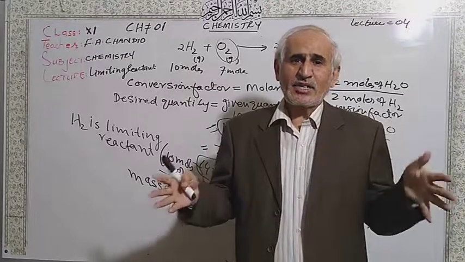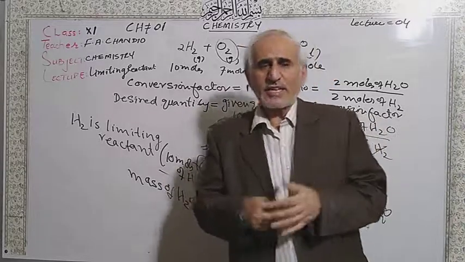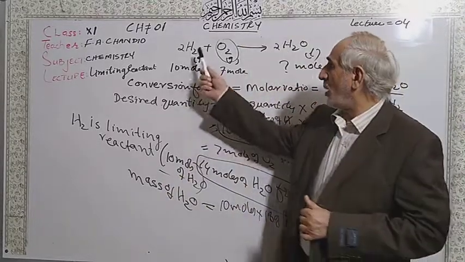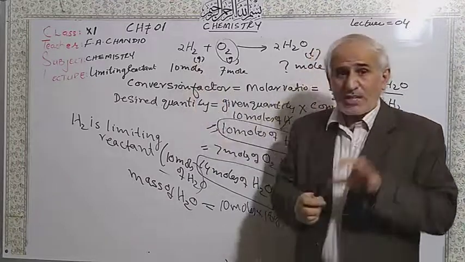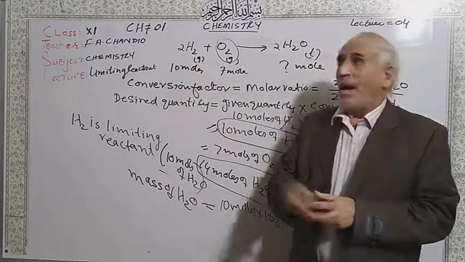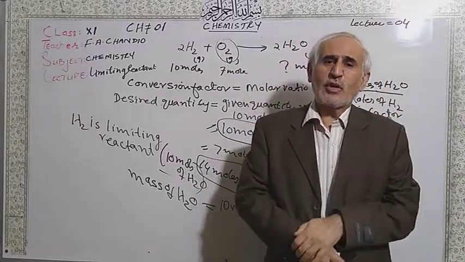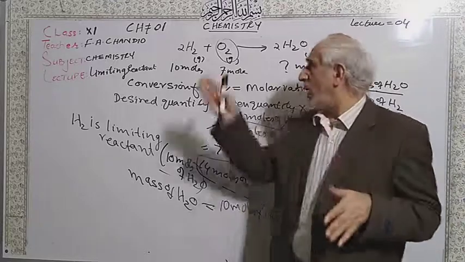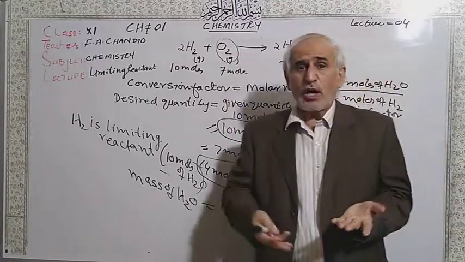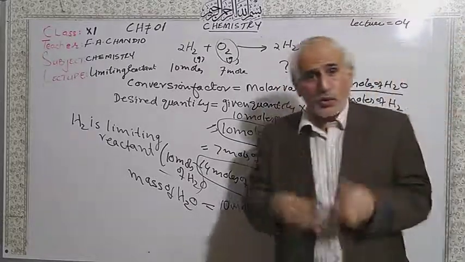That's why industries need profit. So each and everything is calculated. How much amount of the limiting reactant is going to be consumed, it can be calculated. How much amount of non-limiting reactant is used up, it can be calculated. How much amount remains behind for the non-limiting, it can be calculated. And how much amount of product is produced, it can be calculated.